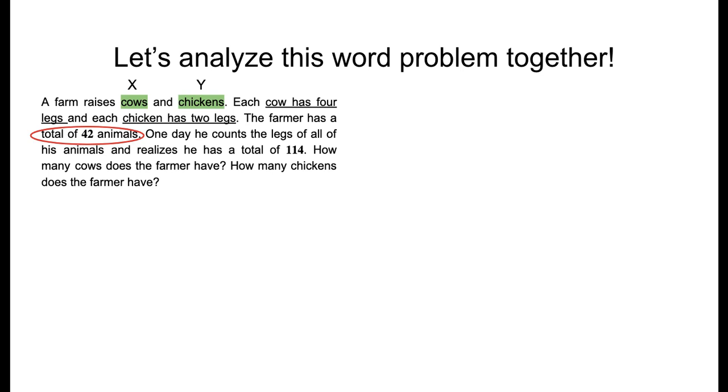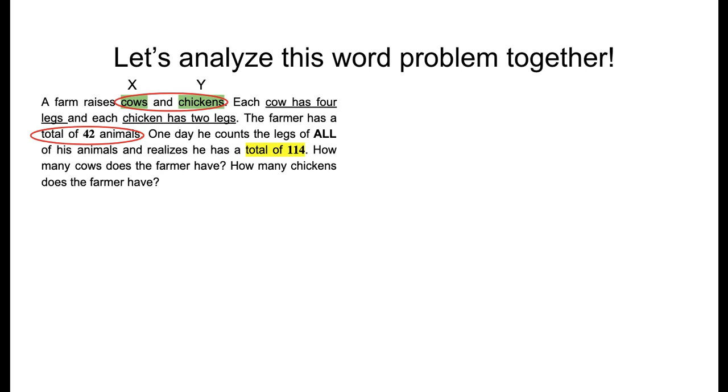One day he counts the legs of all his animals and realizes that he has a total of 114. So with all the legs of his animals, he has a total of 114. How many cows does the farmer have and how many chickens does the farmer have? Okay. So with that first sentence, on the right side, we can start working out our system of equations so that we can know exactly what we're dealing with.